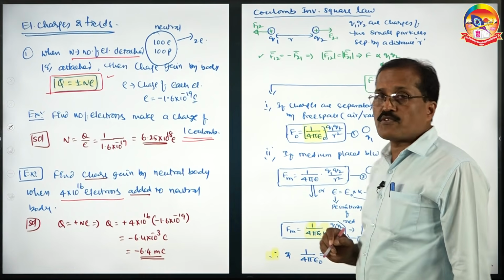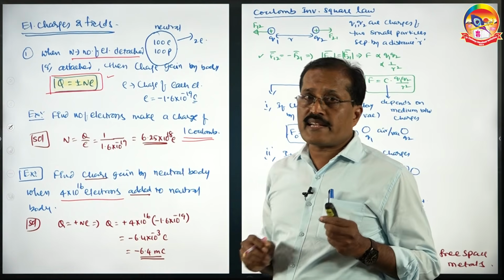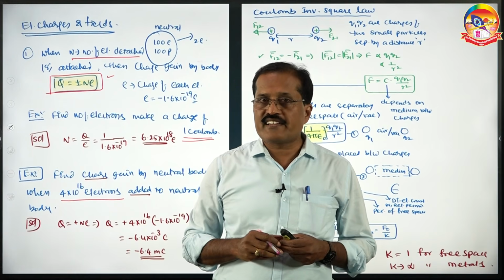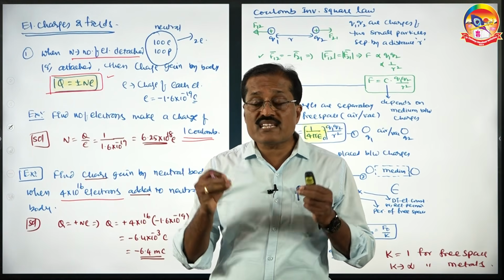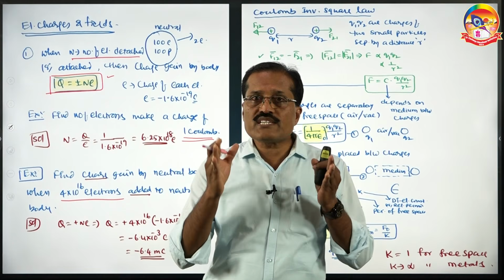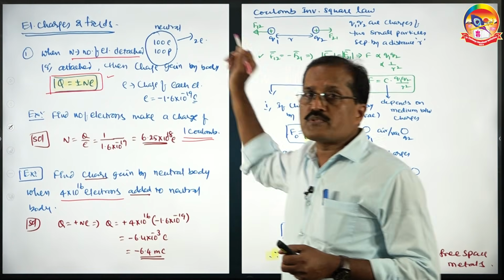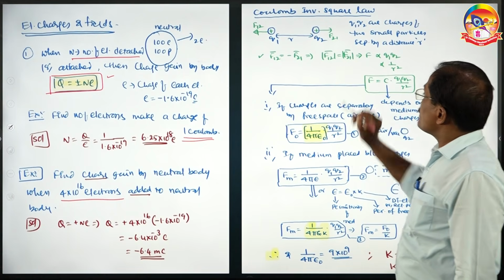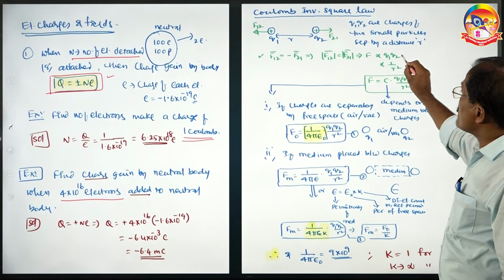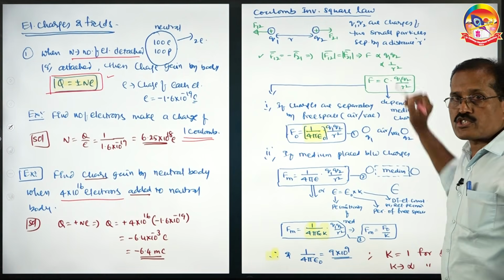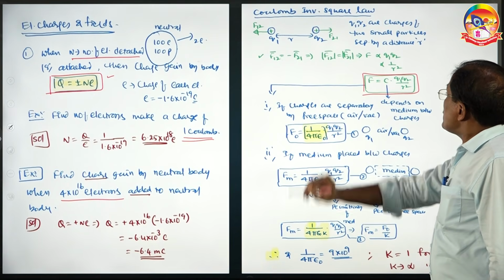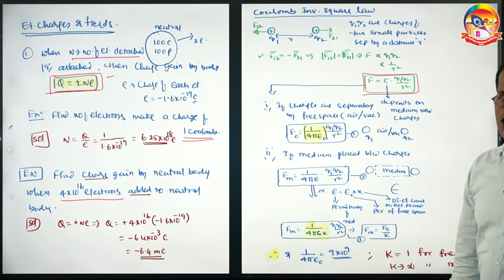Now the second concept: once the charges are created, you all know that like charges repel and unlike charges attract. So, attracted by a certain force or repelled by a certain force, the magnitude of the force can be estimated by Coulomb's law. According to Coulomb's law, the force between the two charges is directly proportional to Q1 Q2 and inversely proportional to r square, and therefore F is equal to C into Q1 Q2 by r square.